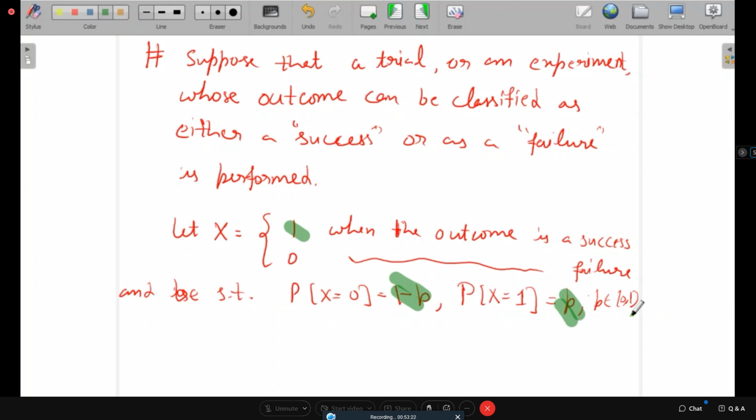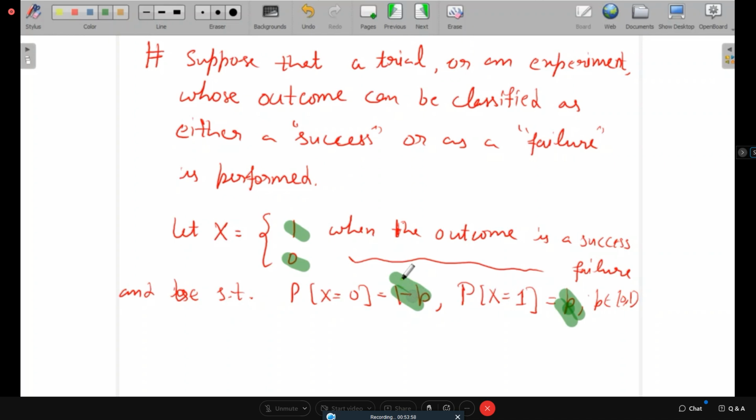It's a specialized indicator random variable, you can say. Why specialized? Because it can only take the value 1 or 0. But indicator random variables can take negative values, positive values, all types of values. So here in this case, when the outcome is a success, X will take the value 1 with probability P, and when the outcome is a failure, it will take the value 0 with probability 1 minus P.